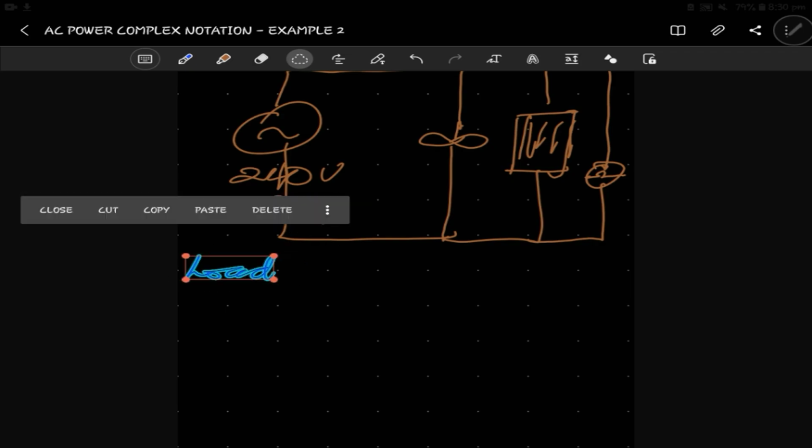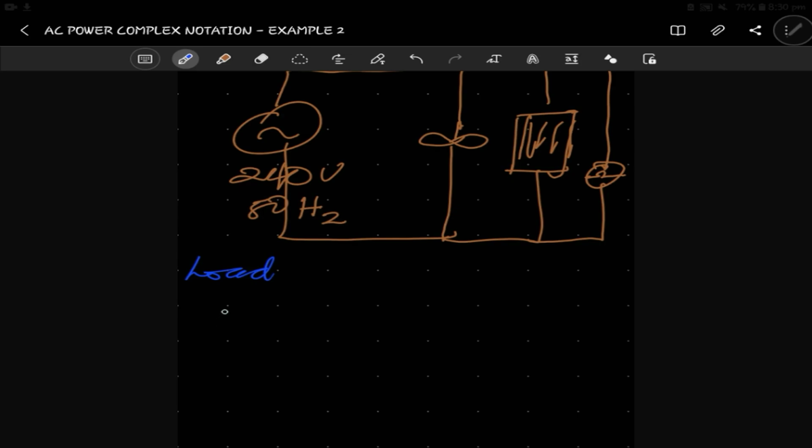So we have the loads, we have A, we have B, and then we have C, right? How they've been given. These are the loads, and then we have their input. Okay. These are the loads.